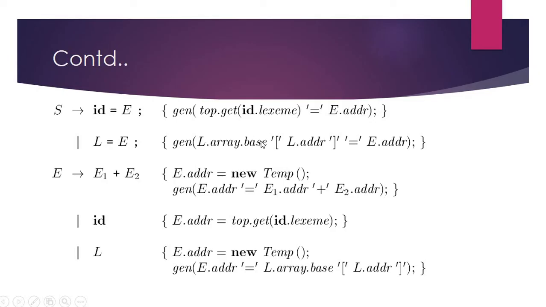And here to retrieve the base value, we'll be using the base attribute. L.array will help us to retrieve the details of the array from the symbol table. Whatever value is stored in the expression, to retrieve it, again we use the address attribute. The value will be retrieved through E.address and that will be stored in L.array.base of L.address. So we'll get the details of the array from the symbol table using L.array.